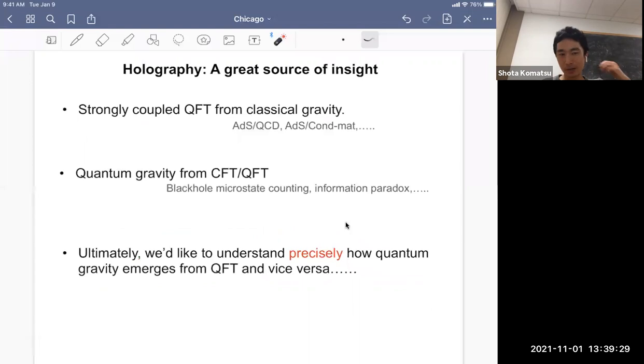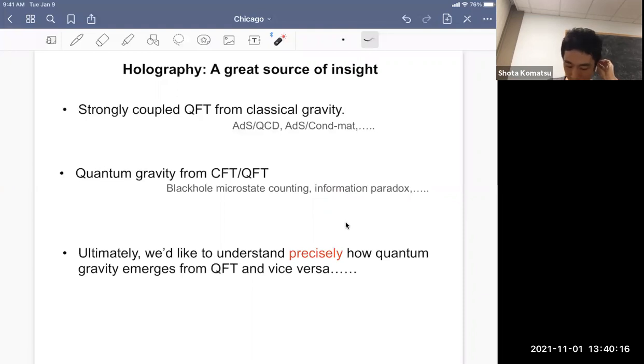So let me begin with the introduction. I think everyone agrees that holography has been a great source of insight. For instance, a strongly coupled quantum field theory, we can analyze using the AdS/CFT correspondence using classical gravity, and examples are AdS/QCD or AdS/condensed matter. Alternatively, we can try to understand quantum gravity from conformal field theory or quantum field theory. There are several examples like black hole microstate counting and the recent resolution of the information paradox, which by itself doesn't rely on AdS/CFT, but it certainly got some inspiration from the AdS/CFT correspondence.